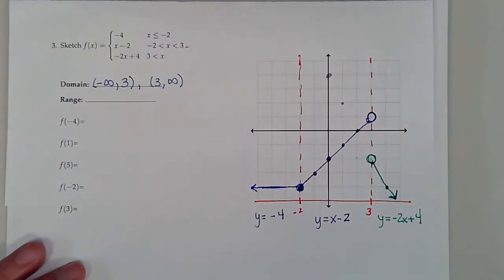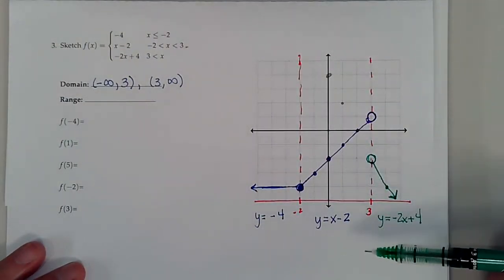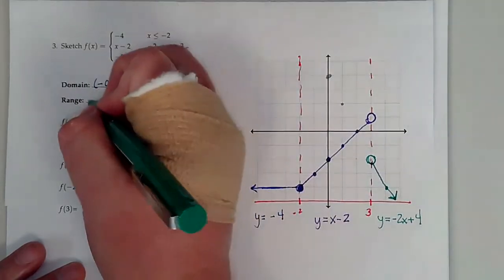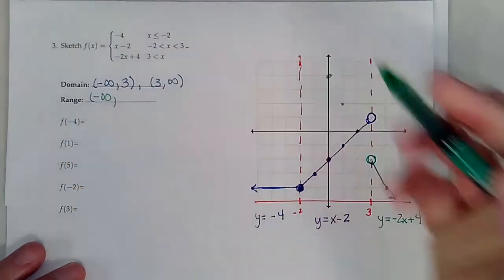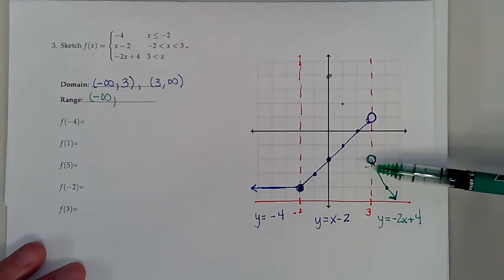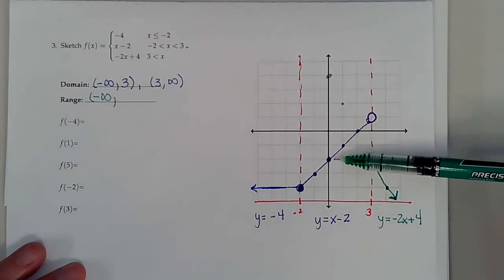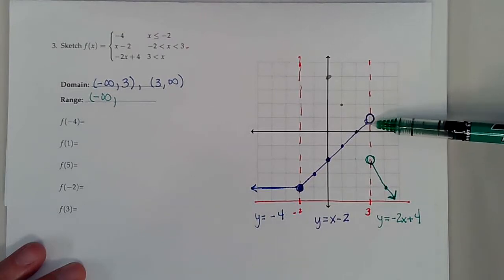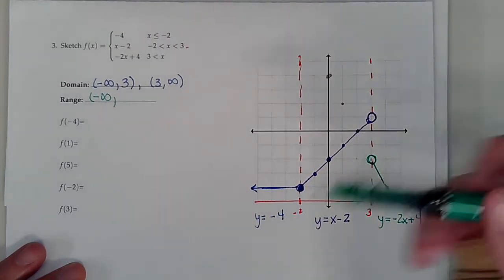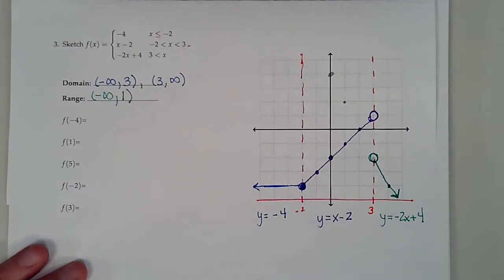And then for the range, so we're looking at the y values. My lowest y value is going to be -infinity, where this arrow is. Okay, and I see it comes up. We hit some values here. There's a hollow dot here, but there's a filled in one here. So that takes care of this. It looks like our highest y value is just shy of 1. So I'll put a 1 here with a rounded parenthesis, and that gives me my range.